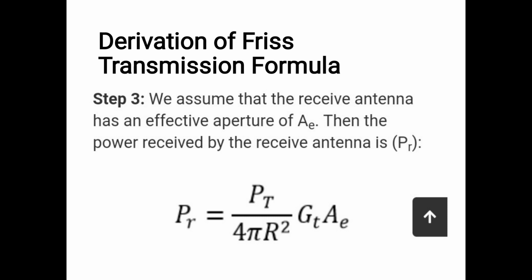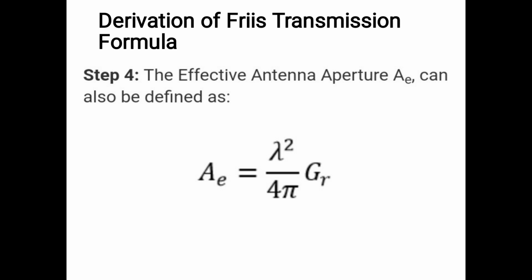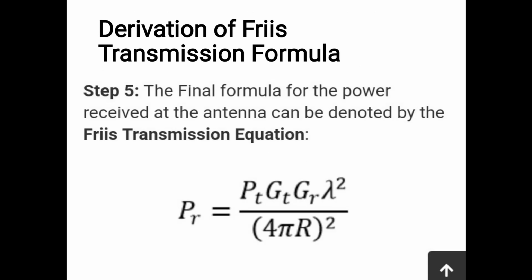Where Gt is the gain of the antenna. The effective aperture AE is defined as AE is equal to lambda square by 4 pi GR, where GR is the receiver antenna gain. Normally, if you consider the value of beta is equal to 2 pi by lambda, we have to consider the phase constant also.